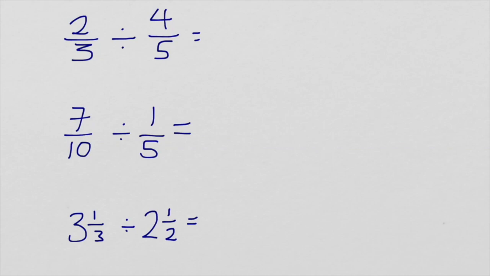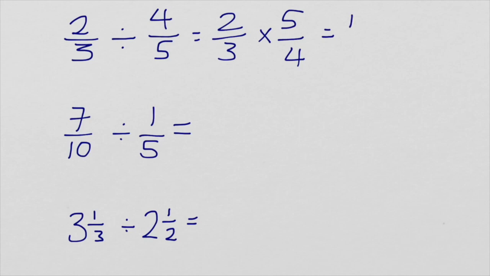So the first thing I do here is I would write down the first fraction, turn the divide into a times, and invert the second fraction. Then all you have to do is multiply the top and multiply the bottom. 10 over 12, which equals 5/6. Well done if you got that correct.